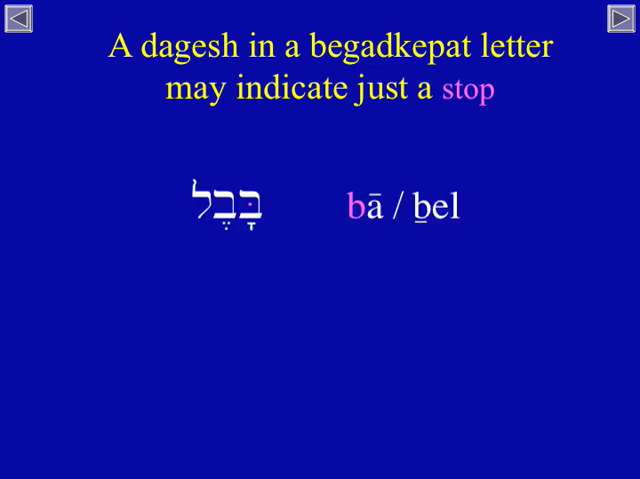So, in this form, bavel. We know that the dagesh is a begad kafat weak dagesh because you can't have doubling at the beginning of a word. Why not? Well, because every Hebrew syllable must begin with one and only one consonant. No doubling at the beginning of a word.